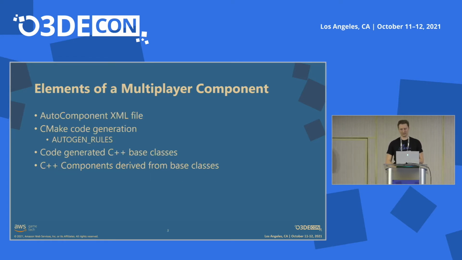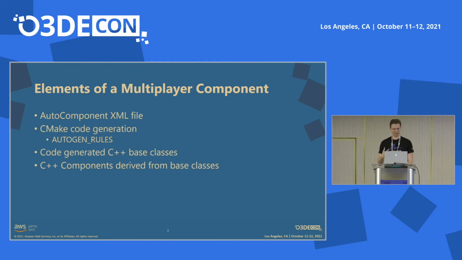So what are the actual basic elements of a multiplayer component? There's actually 4 elements when I take a look. First we're going to start with the XML file, which defines the schema of a component, which will then use the CMake code-generator to actually create some basic classes for us, and we will derive from those to create our own game logic.